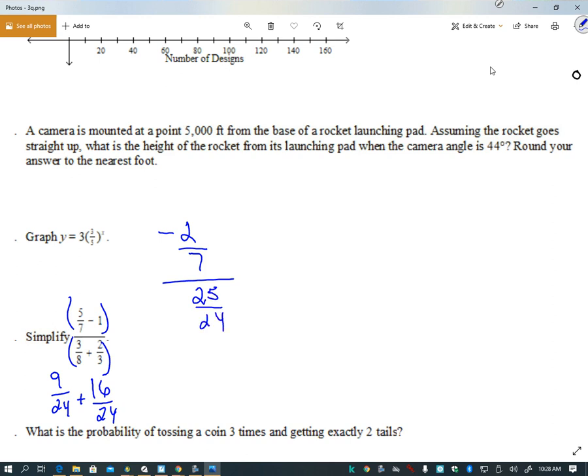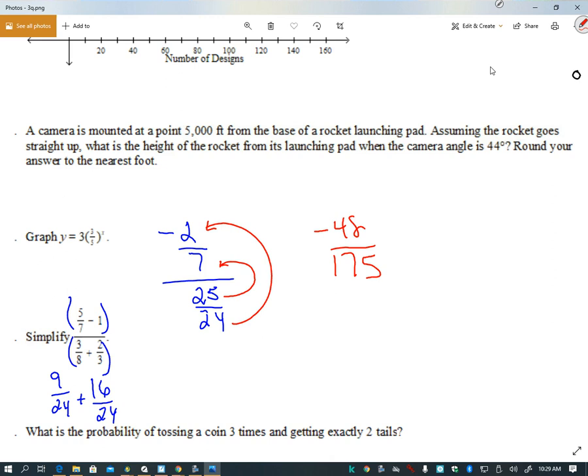Can I divide by a fraction? I can multiply by the reciprocal, which means the numerator multiplies by the denominator and the denominator multiplies by the numerator. What's negative 2 times 24? You guys are so good. And what's 7 times 25? 175. Will that reduce? Doesn't really look like it. I would say that's probably your answer right there.